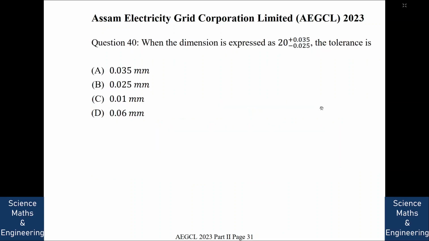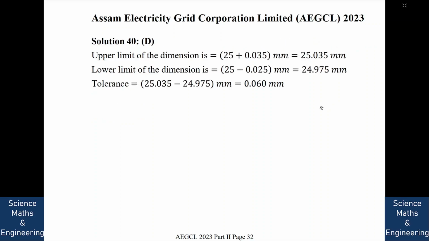When the dimension is expressed as 25 plus 0.035 and minus 0.025, the tolerance is the upper limit of the dimension minus the lower limit of the dimension. So it would be here 25.035 minus 24.975, that is 0.060. We can also get it by simply subtracting the lower deviation from the upper deviation. So 0.035 plus 0.025, that is 0.060 mm. We'll go to the next question.